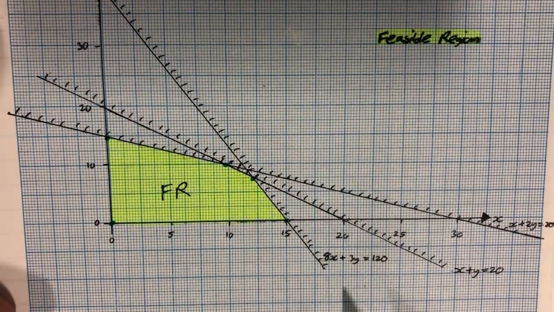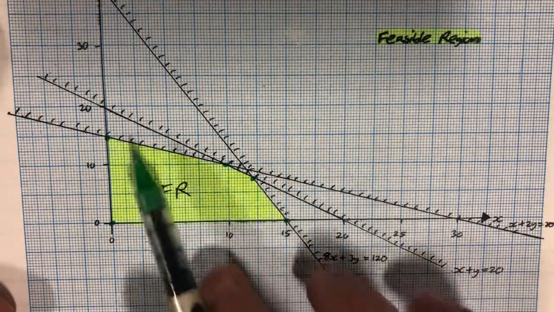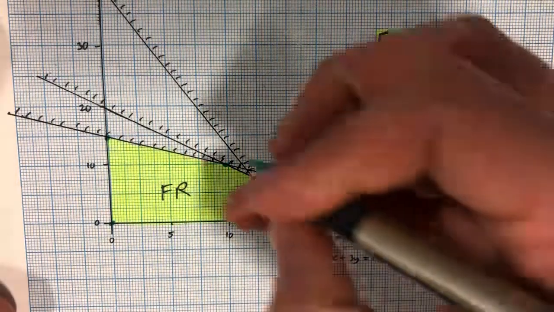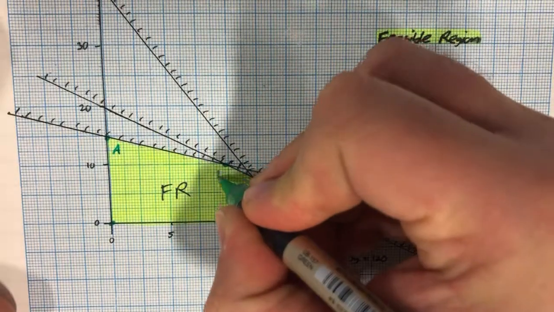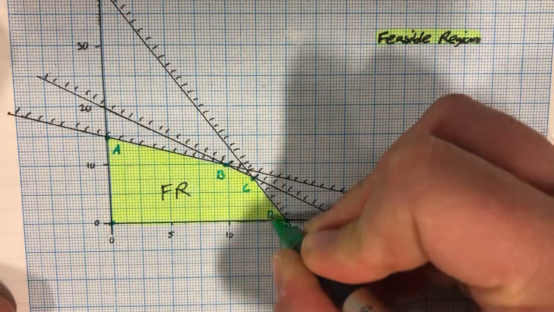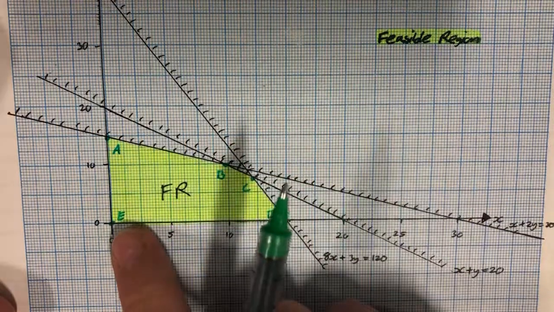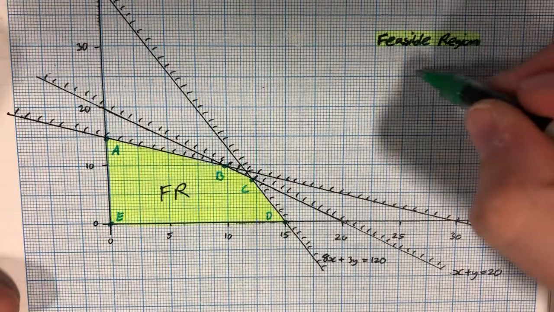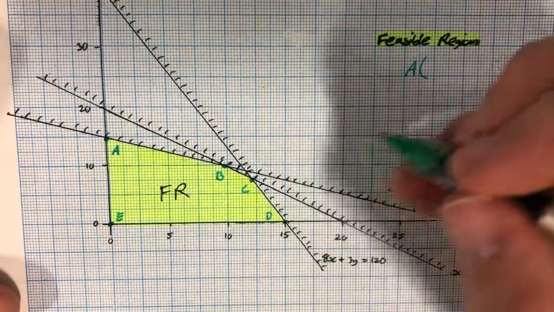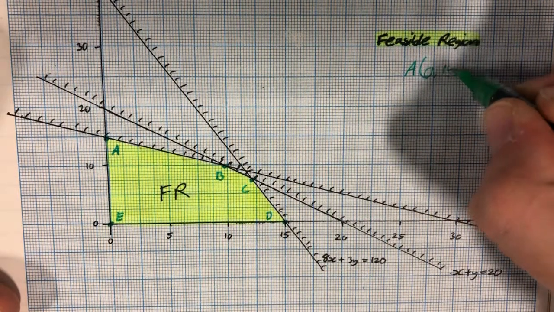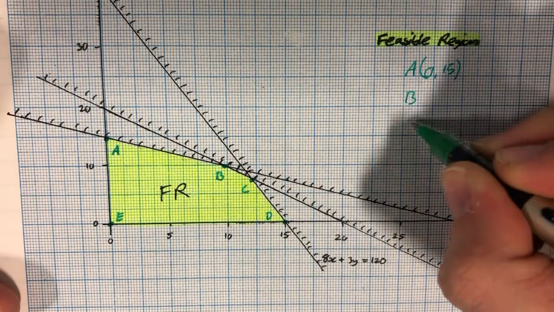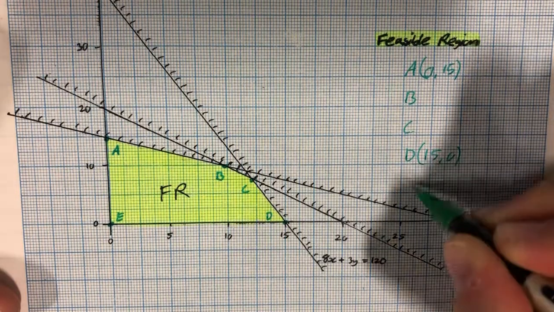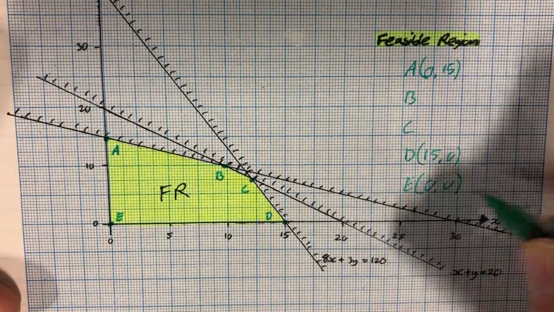This is why it's important to write down the equations of the lines, because I need to find the coordinates of these 2 points here. So I'm going to label these A, B, C, and D. I'm also going to put E there. You don't need to include that, but I'm going to include it for completion. So A is clearly the point 0, 15. B, I'll come back to in a minute. C, I'll come back to in a minute. D is clearly the point 15, 0. And E is clearly the point 0, 0.